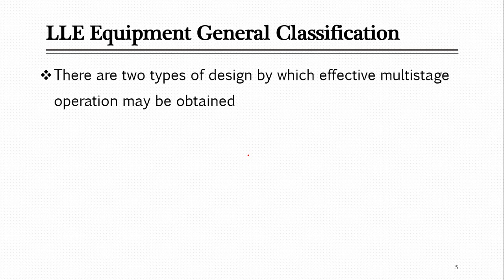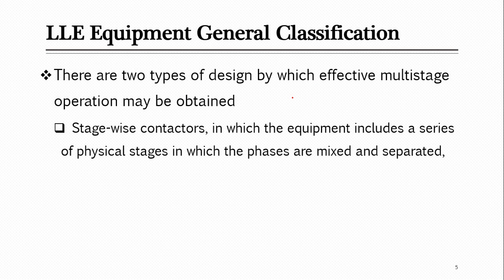When you look at liquid extraction equipment, there are two types of design by which effective multi-stage operation is obtained. What are those two types of design? First one, stage-wise contactors. Stage-wise means they will consist of stages. There will be one stage, like a mixer, and then there will be a settler, or separator you can say. So mixer and settler.